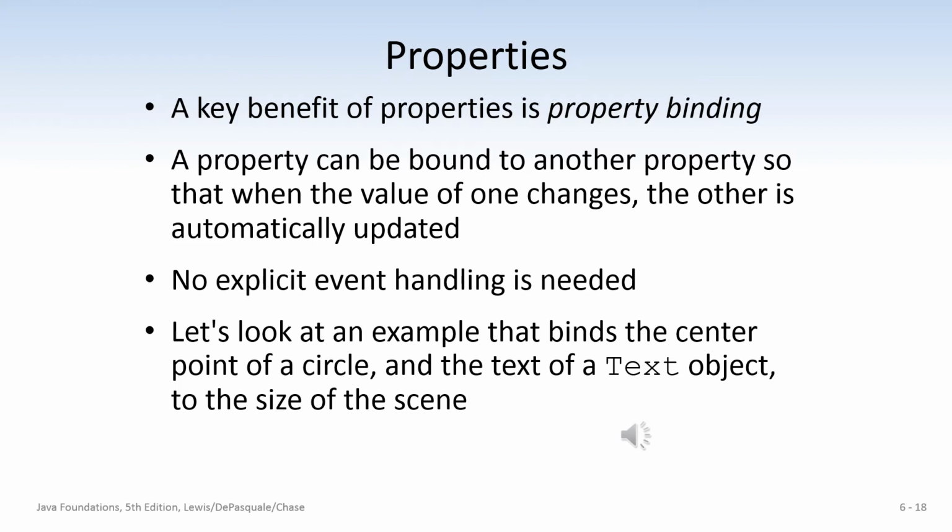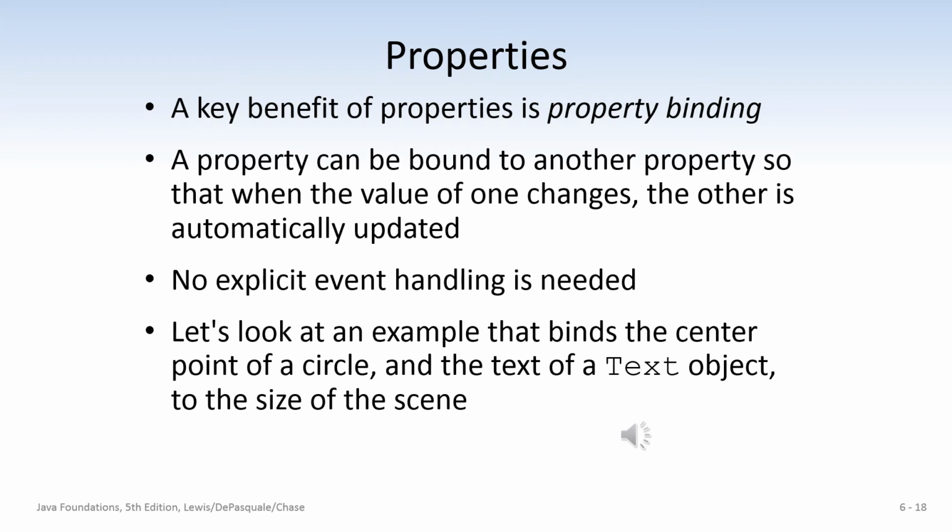The key benefit of a property is property binding. A property can be bound to another property so that when the value of one changes, the other is automatically updated. If you've used Excel, this is very similar to linking the contents of one cell in Excel to the value of another, and the dynamic update that takes place. So there's no event handling if a property is bound to another property.